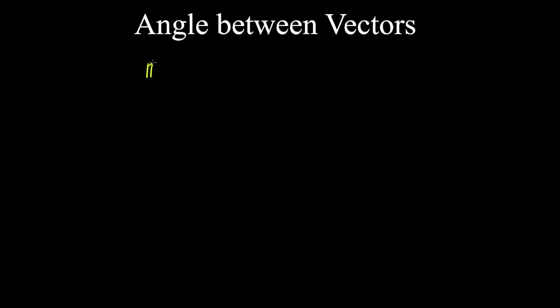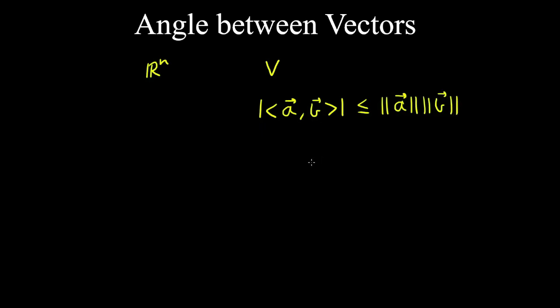Just like we did for n space, we can define the angle between vectors in a real inner product space using the Cauchy-Schwarz inequality. So we have the absolute value of the inner product between two vectors is less than or equal to the product of the norm of vector A and the norm of vector B. So in n space, the inner product is the dot product.